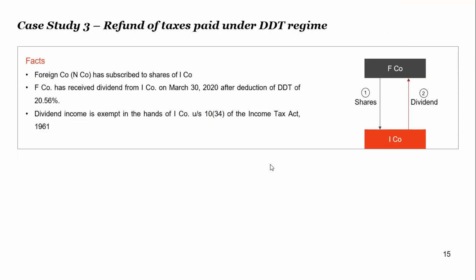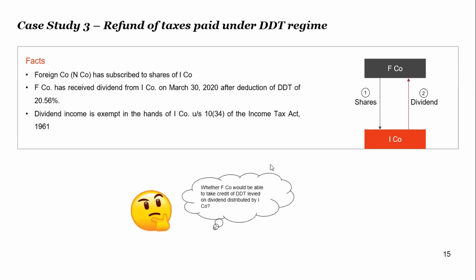Taking the previous slide forward, let's consider a fact where an ICO is distributing a dividend to a foreign non-resident company. Hypothetically, let's assume this was in the pre-dividend taxation era, that is, the DDT era. So the ICO, while distributing dividend to the FCO, would also have deposited dividend distribution tax with the tax authorities at 20.56%. Now, the question before you is whether the FCO would be eligible to claim a credit of this DDT which has been deposited by the ICO.